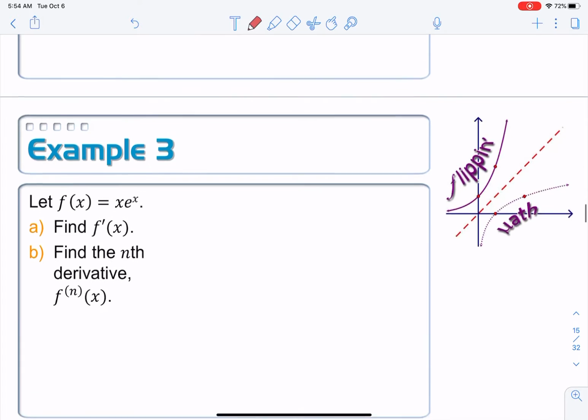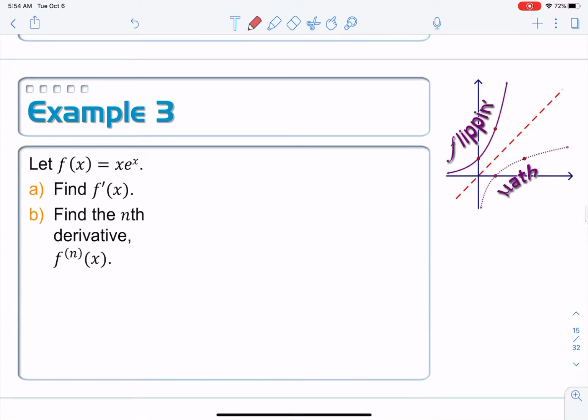All right, so let's look at a slightly more complicated example here. Let f of x equal x times e to the x. We want to find the first derivative and then find the nth derivative? Okay, nth derivative just means basically that I'm finding a formula, and that formula would give me any derivative number that I wanted to, the third, fourth, 100th, whatever. Okay, if you say so, Mr. Calculus. So let's first start by taking the first derivative.